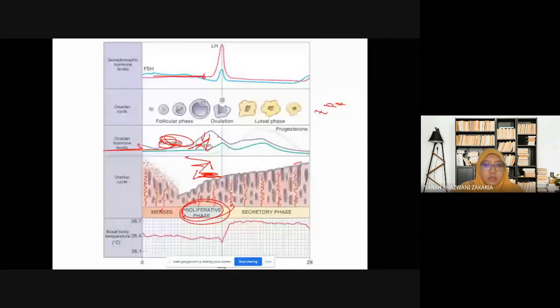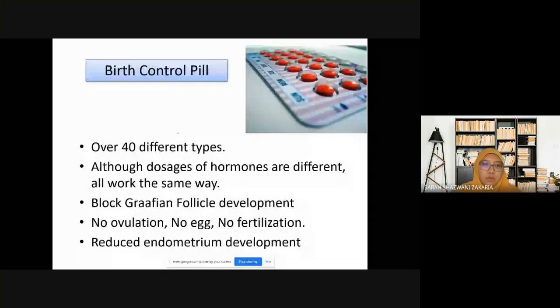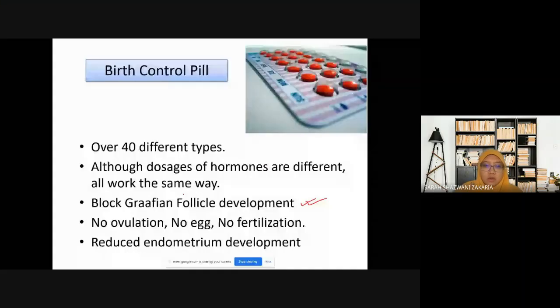Okay, next. So this is the explanation of each of the birth control pills. Over 40 different types, although the dosage of hormones is different, all work the same way. It will block the Graafian follicle development. Agaknya kenapa tadi saya dah cuba terangkan, so you have to relate back. So this is also a keyword to explain the case study that I showed you just now.